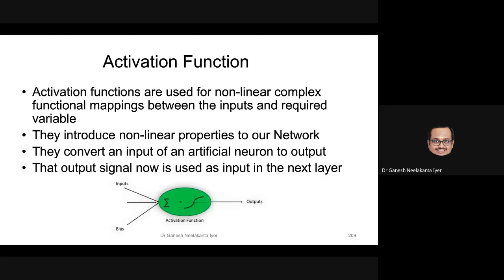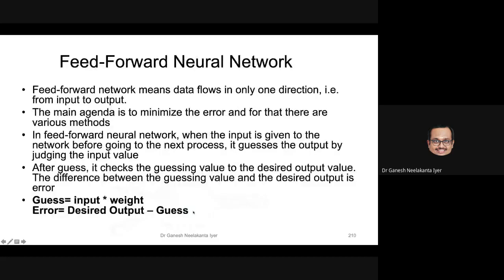And there is an activation function which is used for non-linear complex functional mappings. So you have multiple inputs, you have summed it up. How do I determine what should be the output chosen? That is determined typically by your activation function.